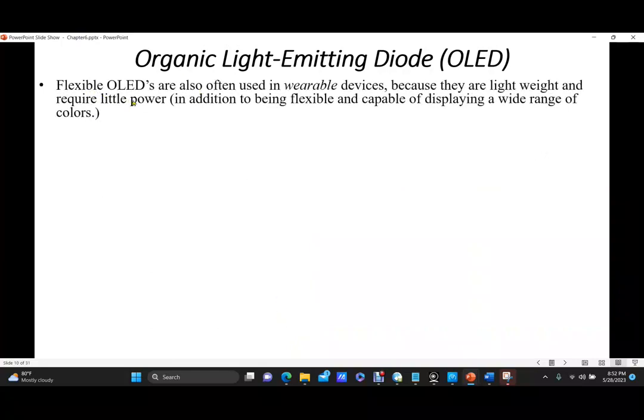Flexible OLEDs are also used in wearable devices because they're lightweight, require very little power, and of course they're flexible, and they are capable of displaying a wide range of colors.